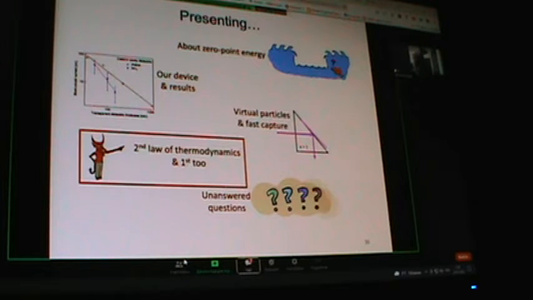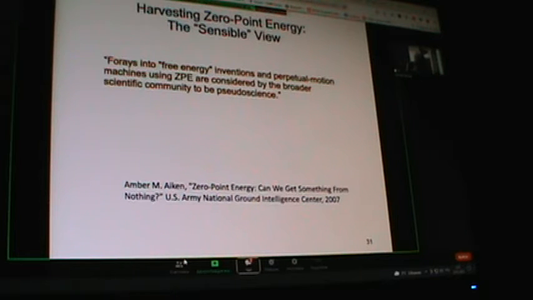Okay, so we've talked about virtual particles and capture. Now let's expand a little bit to the topic of this conference and talk about the second law of thermodynamics, and once we're at it, talk about the first law and whether capturing zero-point energy would in fact violate something here. The sensible point of view is that forays into free energy inventions and perpetual motion machines using zero-point energy are considered by the broader scientific community to be pseudoscience. This was stated in a U.S. Army intelligence report in 2007, so it must be true. And so that's the general view. Let's see what we think about it.